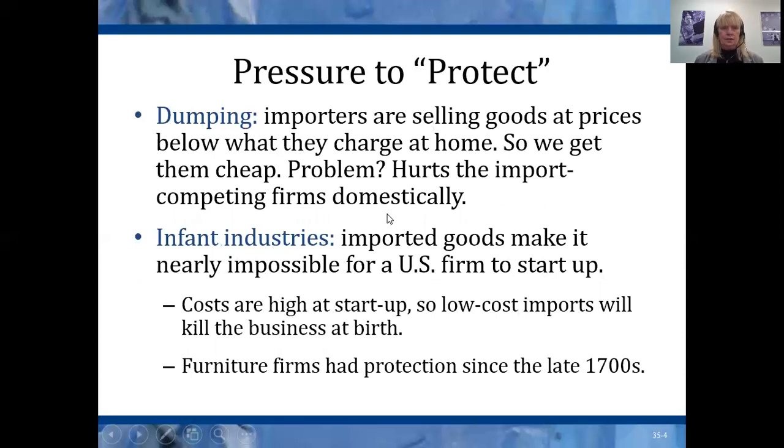Then there's the problem of dumping. Some other countries, or other countries in general, can sometimes sell goods into our country at prices lower than they sell them in their own country. They just cut the price when they bring them here. And of course, the US isn't the only victim of dumping, and I don't want to give that impression. We do it also. But when another country sells goods here at a lower price than they would sell them in their own country, that's called dumping.